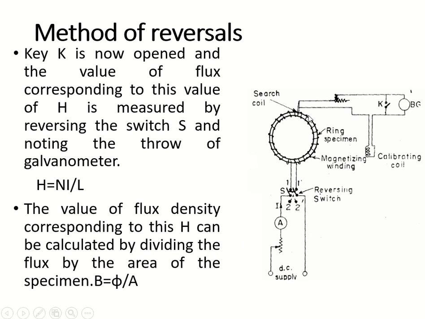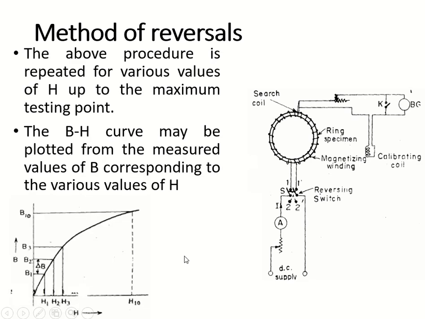N is the number of turns, I is the current through the galvanometer, and L is the length of the ring specimen. Using this equation and these three parameters, we can calculate the value of H, and using the equation phi by A equal to B, you can get the value of B. Using these two values, you can plot the initial B1 corresponding to H1. The above procedure is repeated for various values of H.